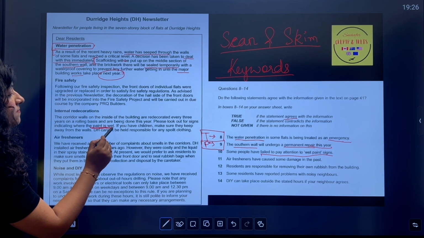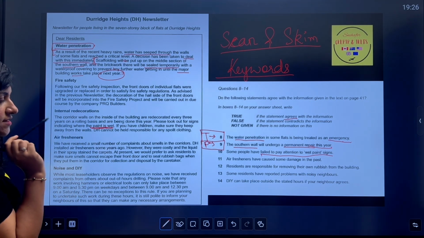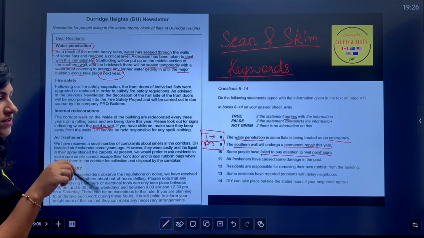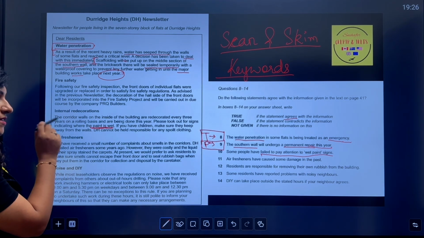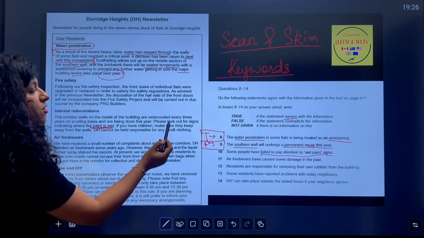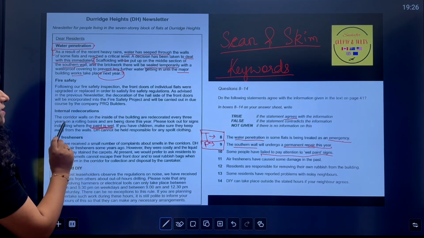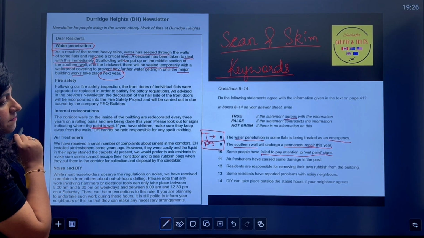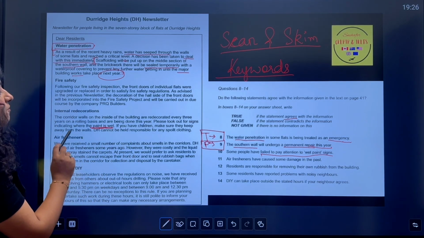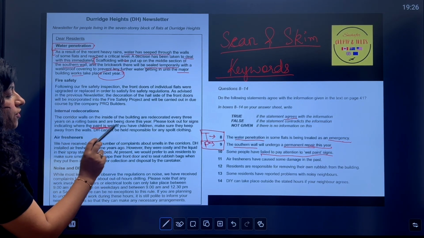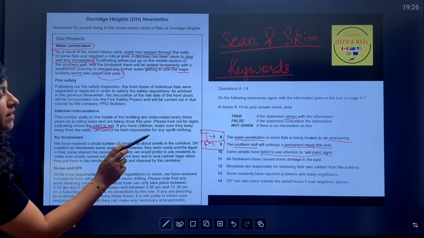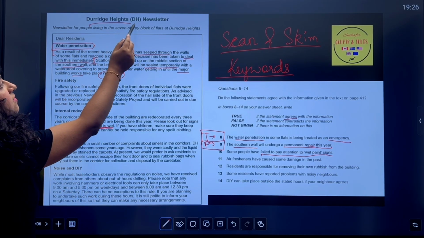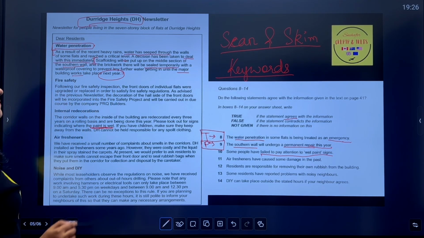Paint is wet. The question says, some people have failed to pay attention to these signs. And the text says, please look out for signs indicating where the paint is wet. If you have children, make sure they keep away from the walls. DH cannot be held responsible for any spoiled clothing. DH is Durridge Heights, the name of the building.